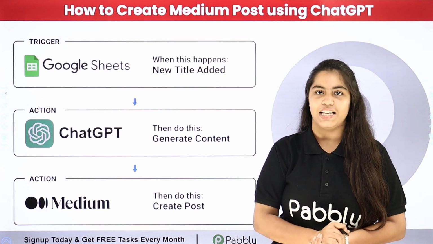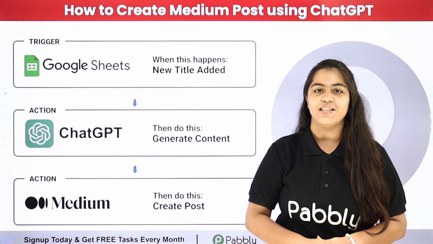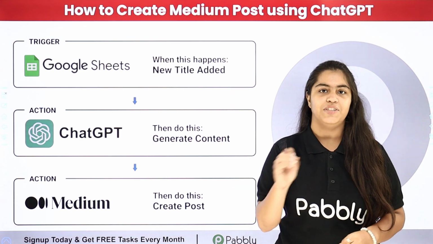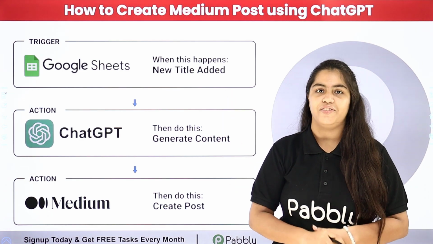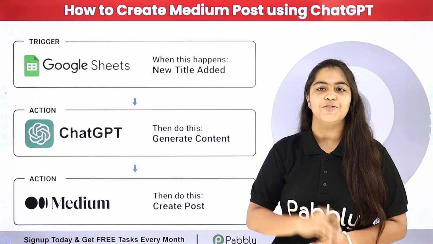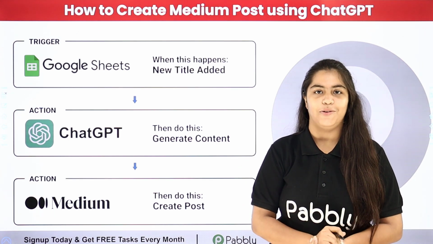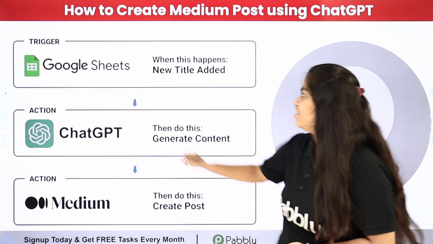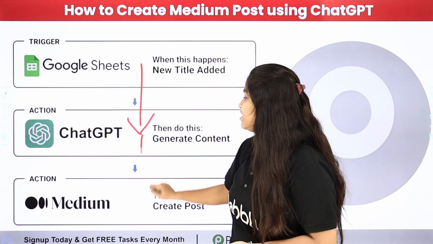So to make this process easy, what I want is that as soon as I add the title of the post in my Google Sheets, automatically with the help of the same title, ChatGPT should generate the post content, and that post content and the title should be posted on my Medium account automatically. So to do this, we are going to create a connection between Google Sheets, ChatGPT and Medium.